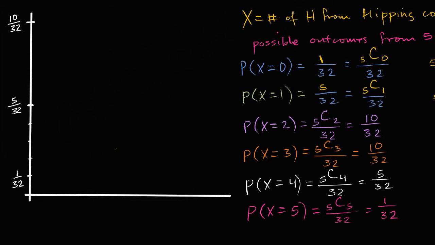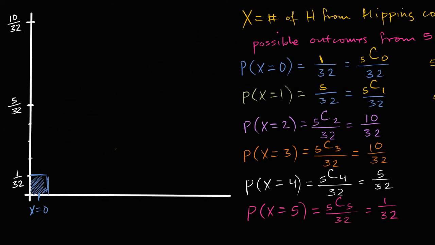And our probabilities. So this is the values that the random variable could take on. I'll just make a little histogram here. So x equals 0, right there, the probability is 1/32. And I can shade that in.